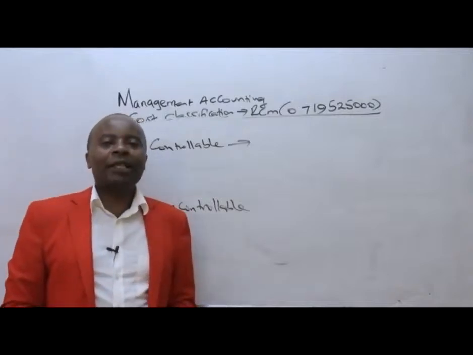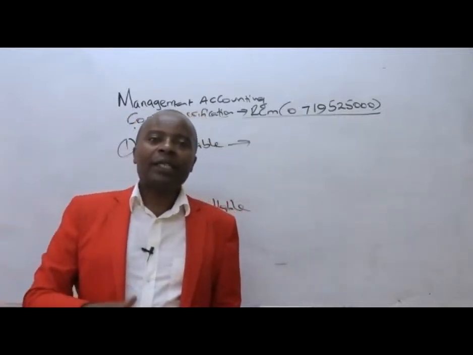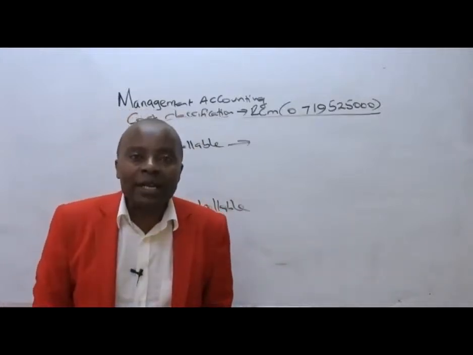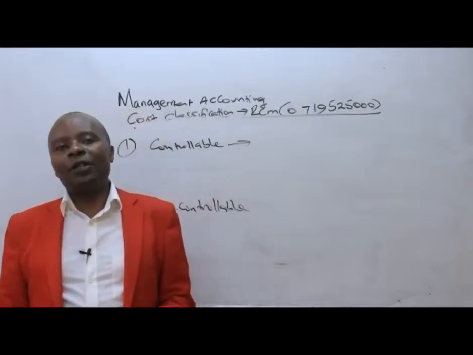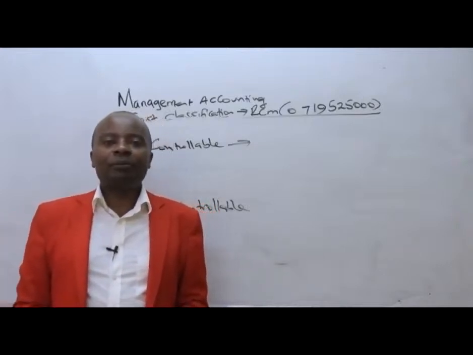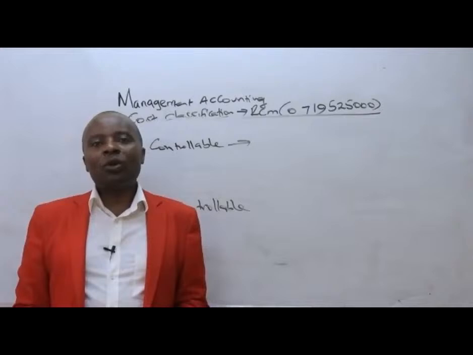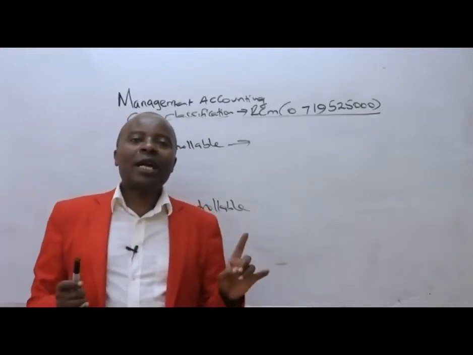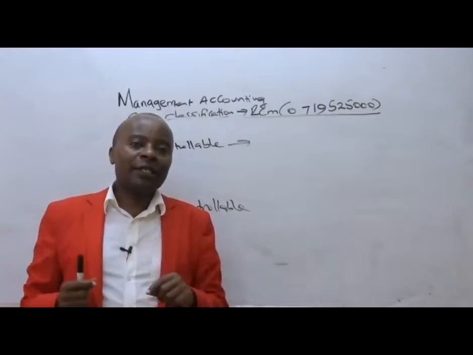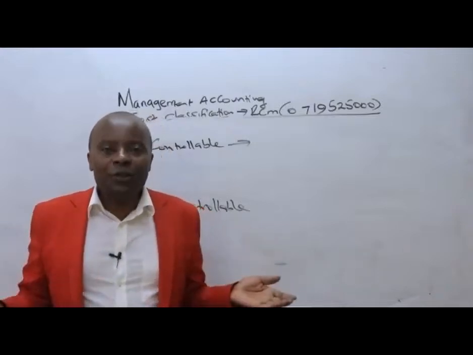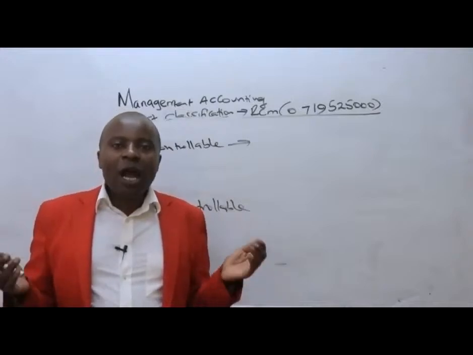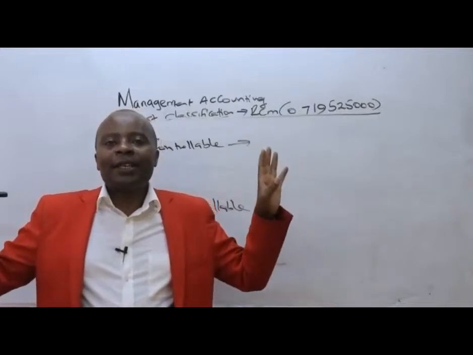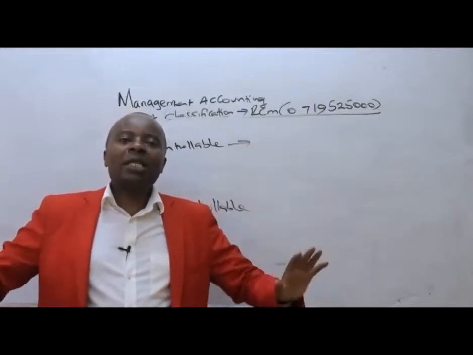Uncontrollable costs, ladies and gentlemen, are those costs that even if you decide to dance left as management or right as management, there is nothing you can ever do to them. Nothing whatsoever. So when we talk of uncontrollable costs like rent, you can't make a decision to reduce rent. That really is beyond you. There's nothing you can do about uncontrollable costs. These are costs that you cannot influence. Whether you like it or not, they must be incurred.